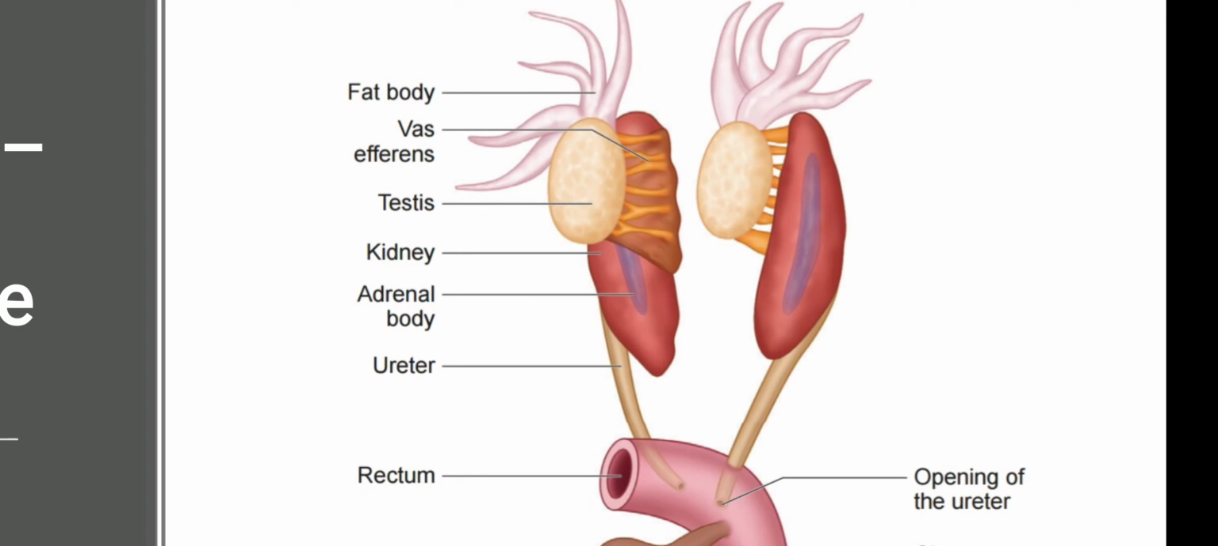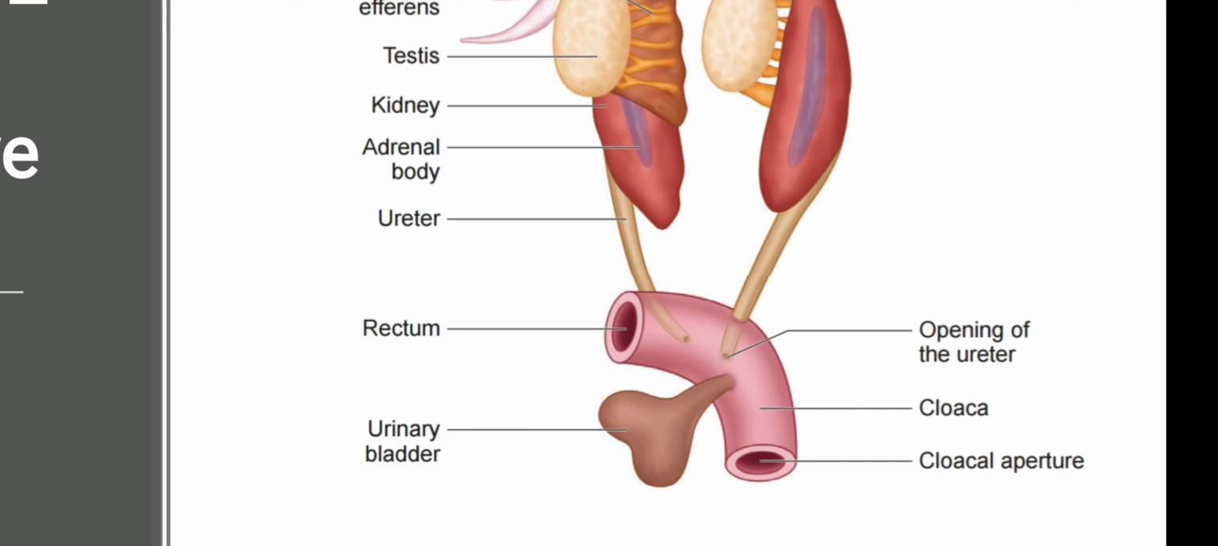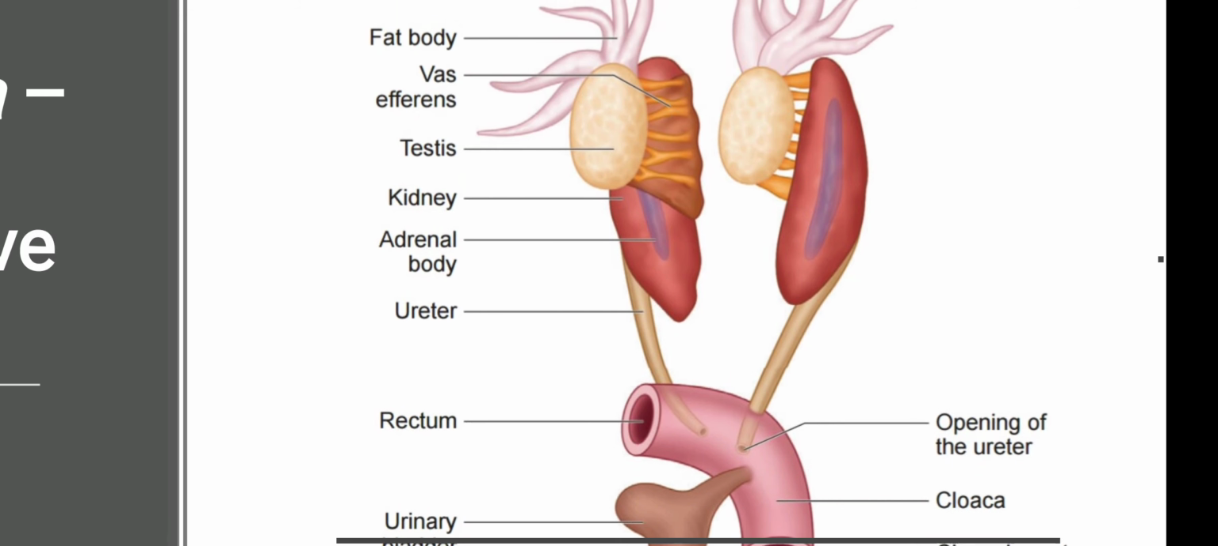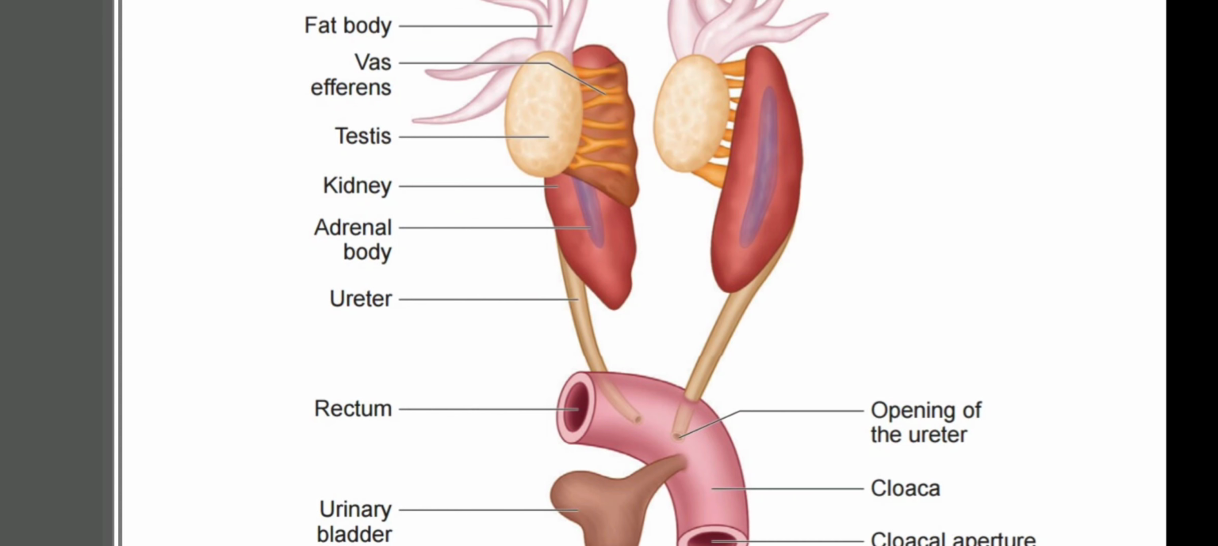A pair of ureters emerges from the kidney and opens into the cloaca. A thin-walled, unpaired urinary bladder is present ventral to the rectum and opens into the cloaca. Reproductive system, male reproductive system. This one is the male reproductive system, and the previous picture was for the excretory system. Now we are going to see the reproductive system.